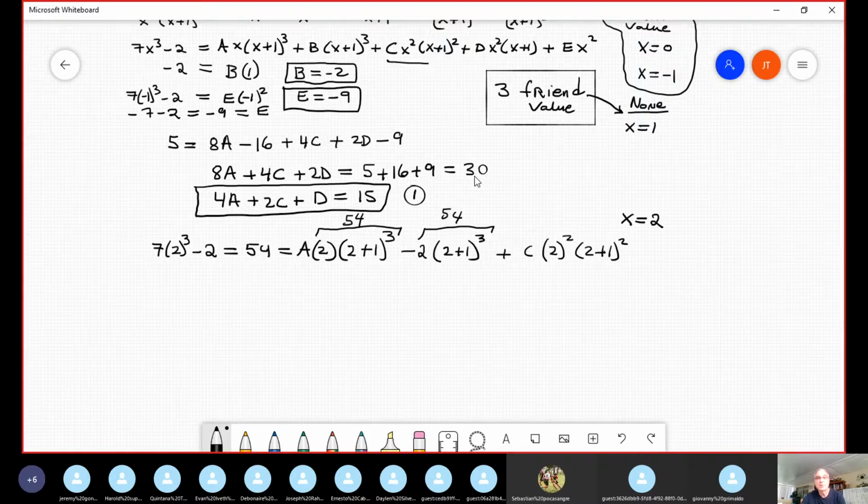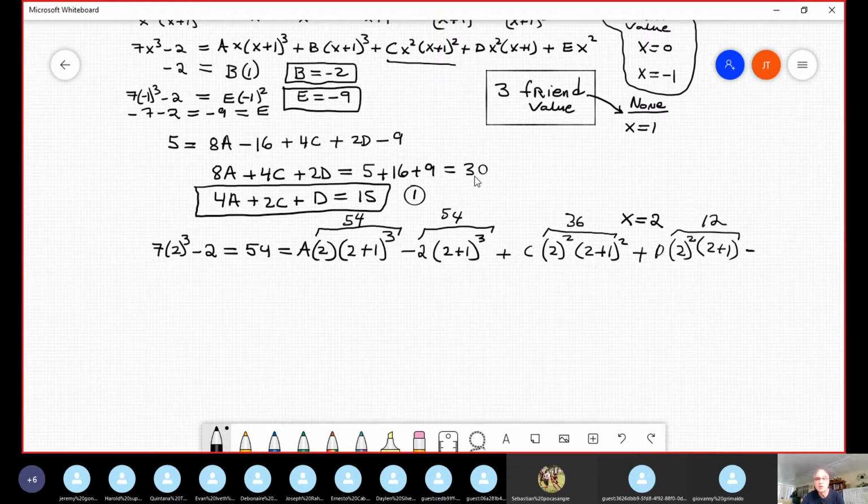Here, I am plugging in x equal to 2. So 4, this is 3, squared is 9, 36. This is 36. 36C, of course. Plus, I don't know, D: 2 squared gets 4, and 2 plus 1 gets 3. And 4 times 3 is 12. This is 12.